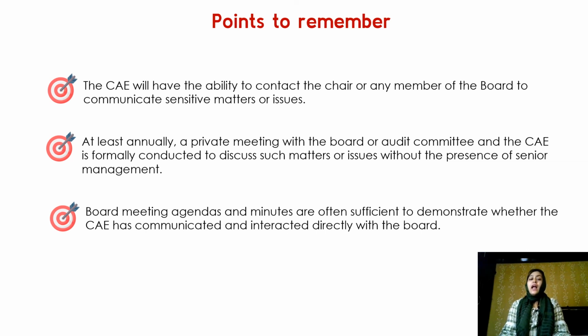And lastly, as we are saying that the Chief Audit Executive has access to the board, what is the proof that the CAE has communicated and interacted with the board? It is the board meeting agenda and the minutes. So when the CAE conducts any meeting with the board, there should be an agenda prior to that, and whenever any meeting is conducted, it should be minuted, so that it will be sufficient to demonstrate that the CAE has communicated and interacted directly with the board.